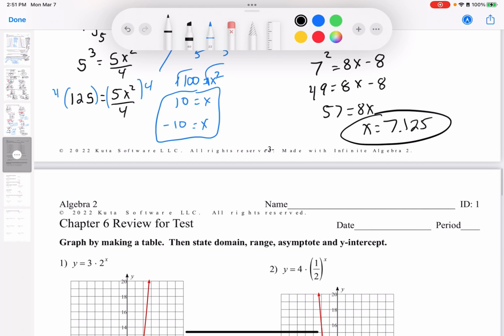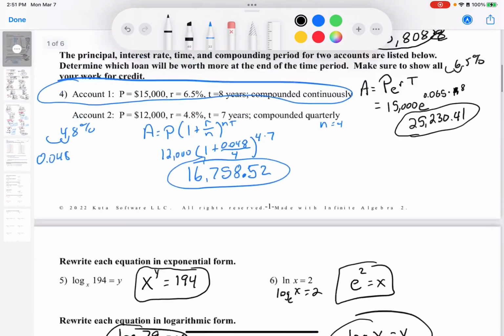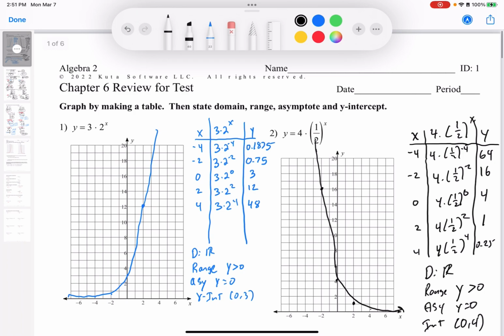Make it 7.125. So there is the review of Chapter 6. I hope you enjoyed. Good luck on the test.